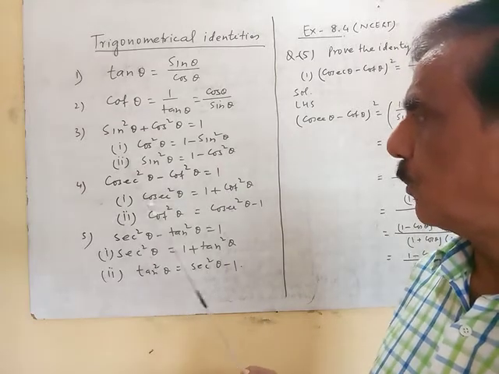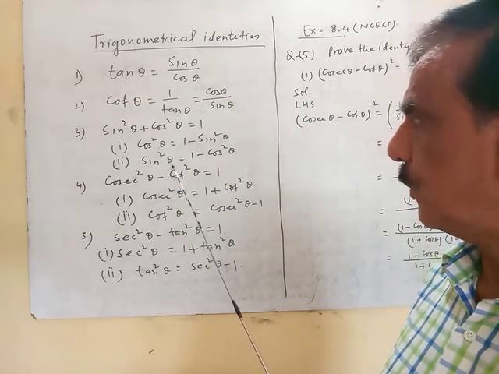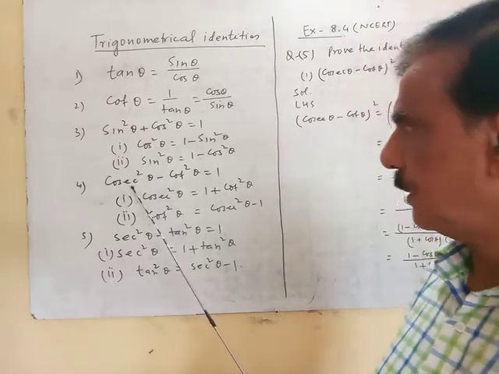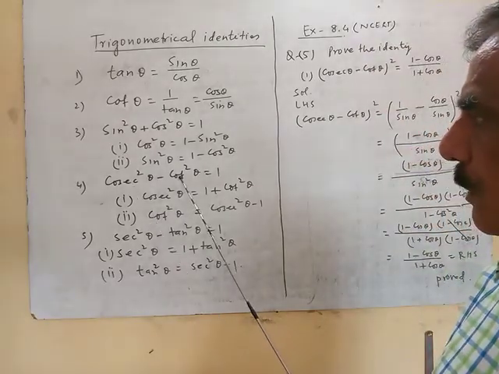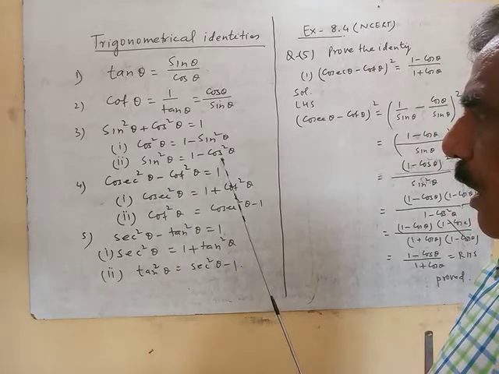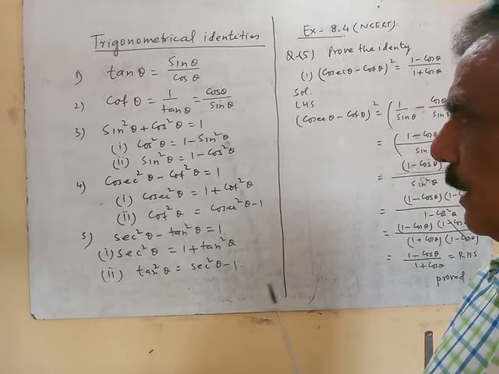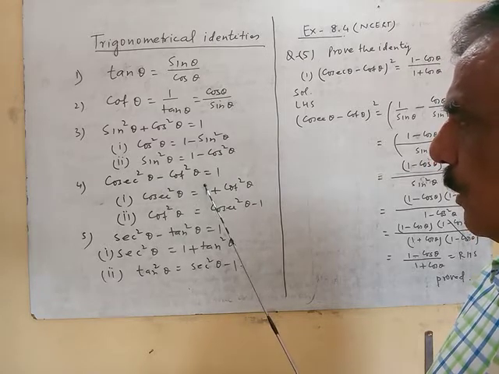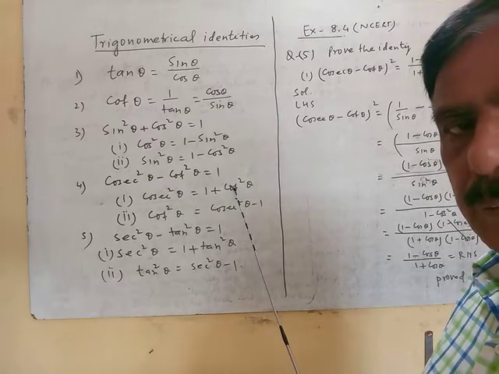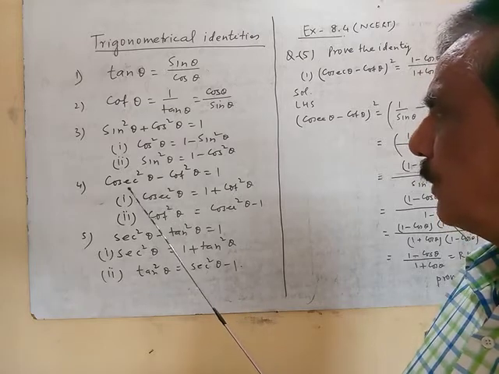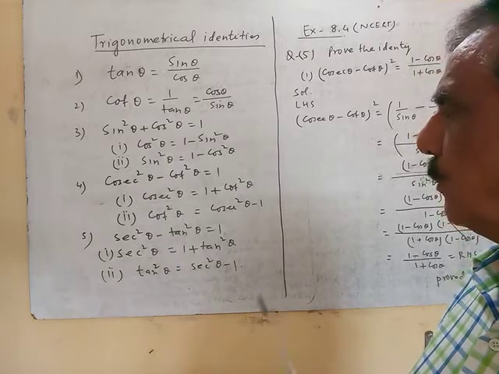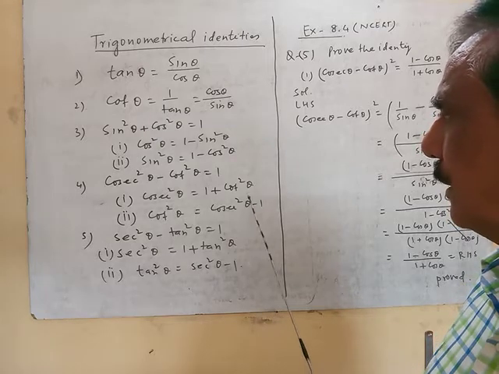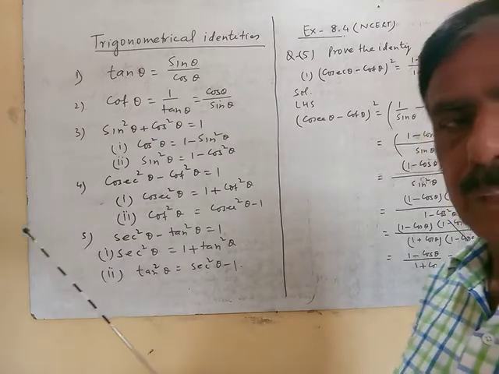Now the fourth one, cosec square theta minus cot square theta is equal to 1. Now transpose cot to this side, it becomes cosec square theta is equal to 1 plus cot square theta. Now if you transpose cosec to this side, it becomes cot square theta is equal to cosec square theta minus 1.